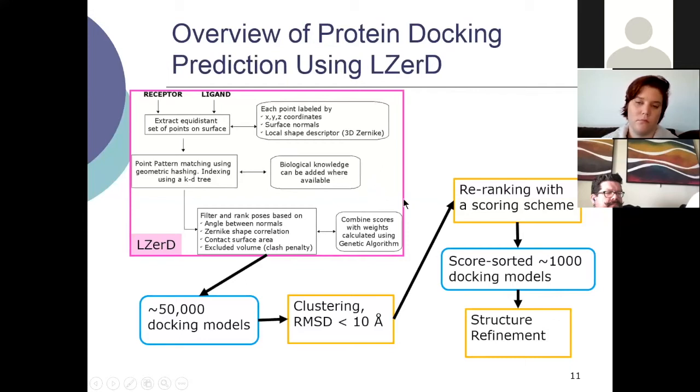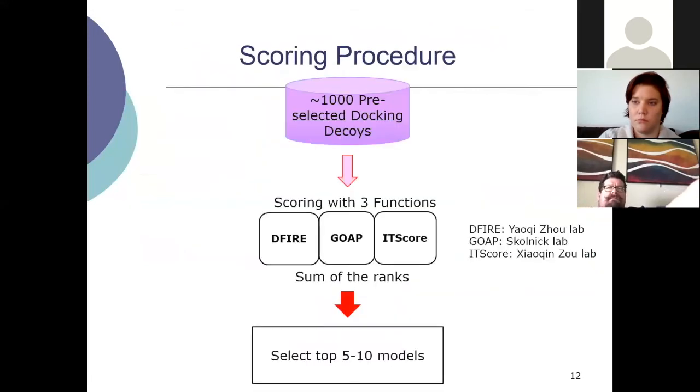In our server, maybe Charles can help me. We also established the LZerD web server, and in the server you can specify residues which are at the interface, or a distance of residue pairs from the receptor and the ligand. And I think that information is used as post filtering in the website. Yes, correct.